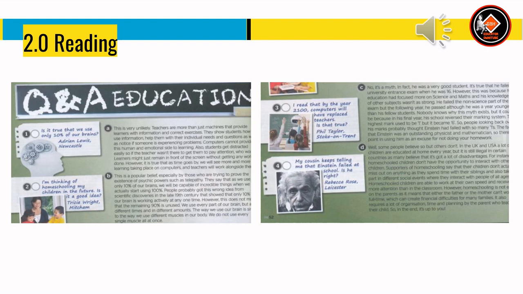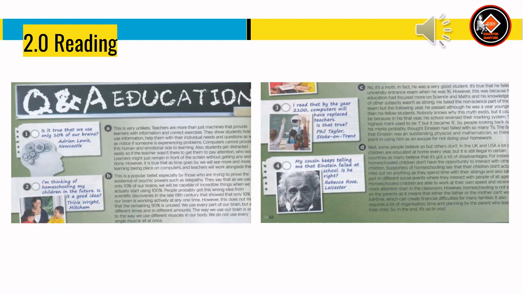Q&A Education. 1. Is it true that we use only 10% of our brains? Adrian Lewis, Newcastle. 2. I'm thinking of homeschooling my children in the future. Is it a good idea? Tricia Wright, Mitcham.